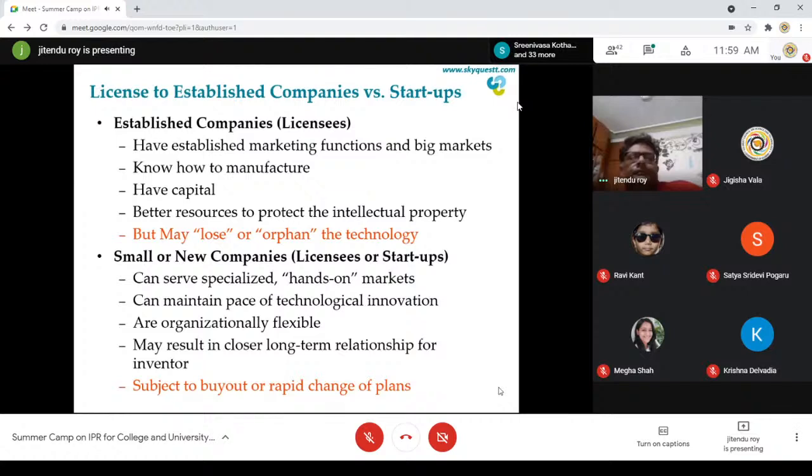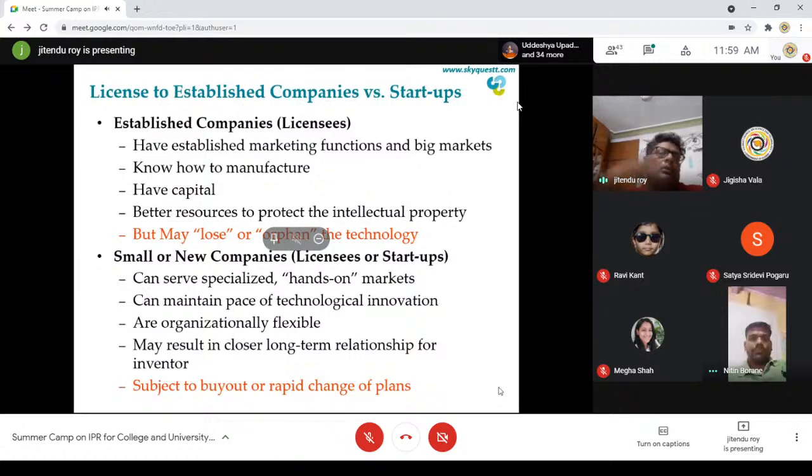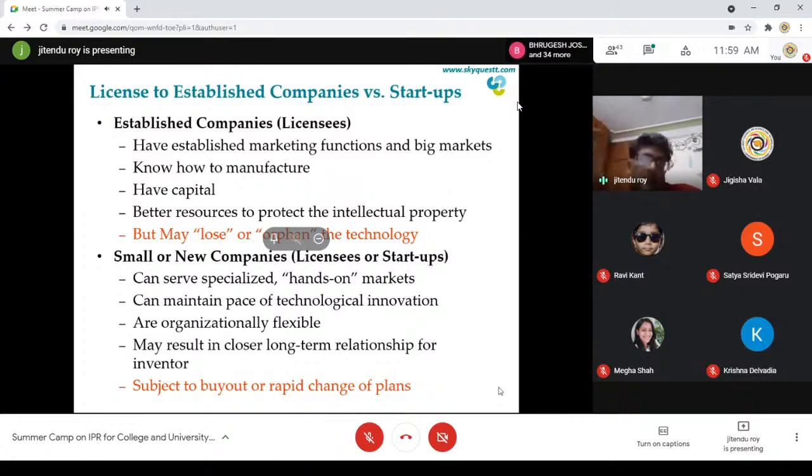Now, this is the important part, how the startups part. The startups can serve specialized hands-on markets, can maintain pace of technology innovation. If you work in a spin-off or a startup, they have a more flexible team and are organizationally flexible, and may result in a long-term relation for the inventor.